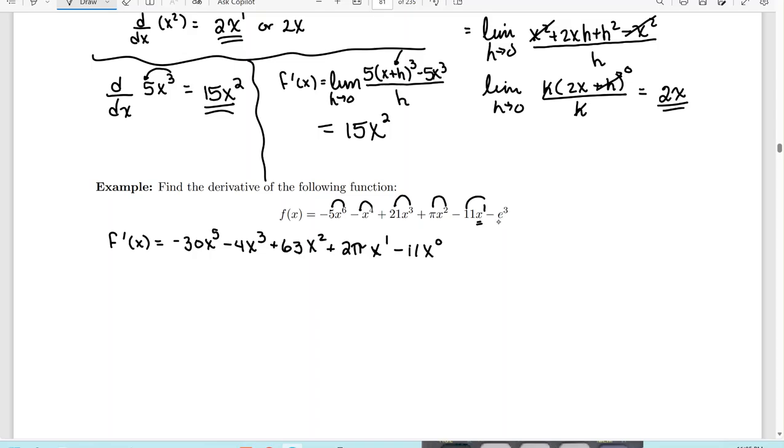And then the derivative of a constant, and I don't care what you do to the constant, cubed is still a constant, is going to be 0. This is a constant, not a variable, which means I don't get to pull the 3 down in front and call it 3e squared. e is a number, not a variable. So to finish this, it'd be negative 30x to the 5th minus 4x cubed plus 63x squared plus 2 pi x minus 11.